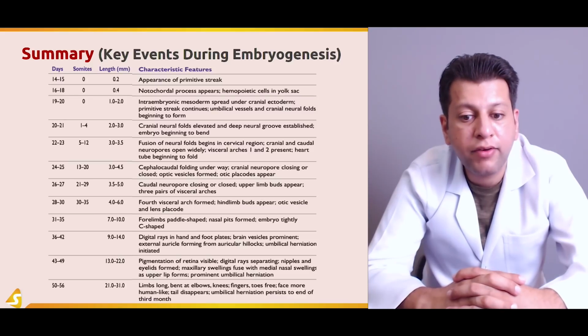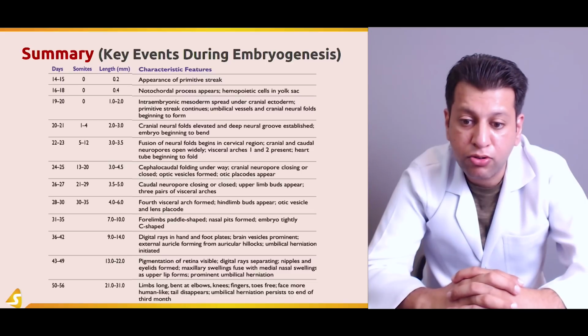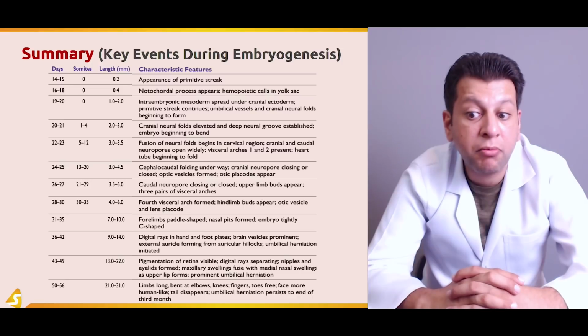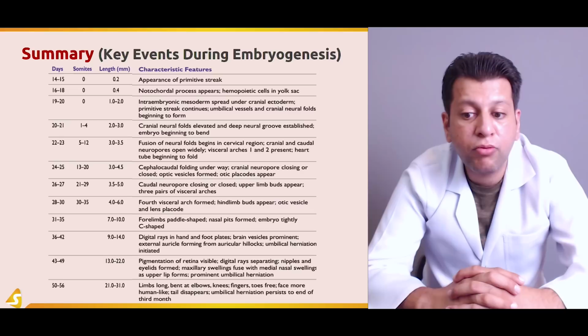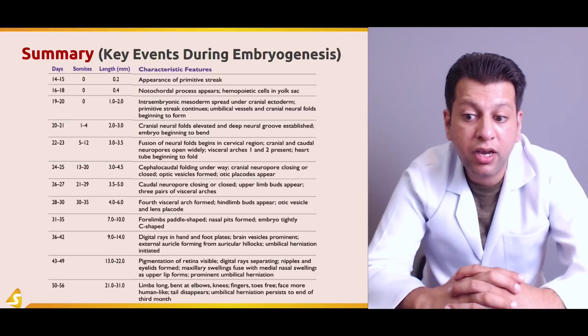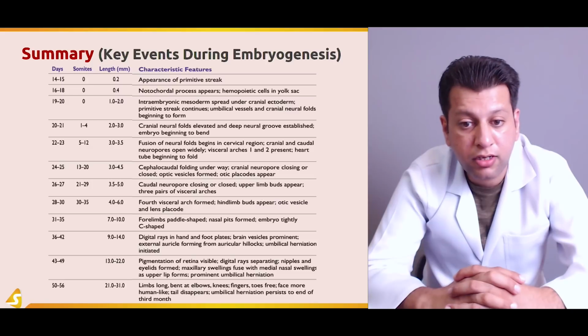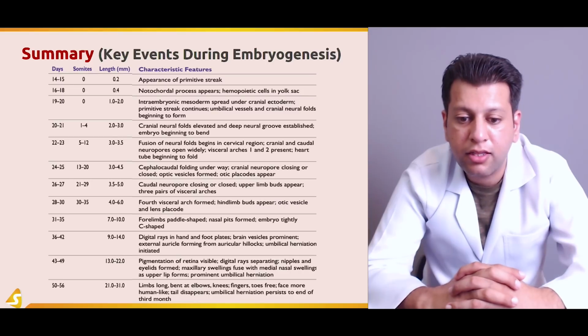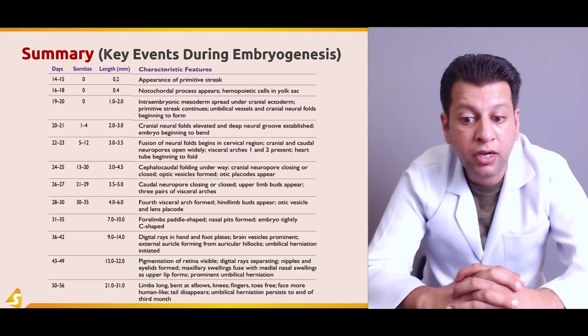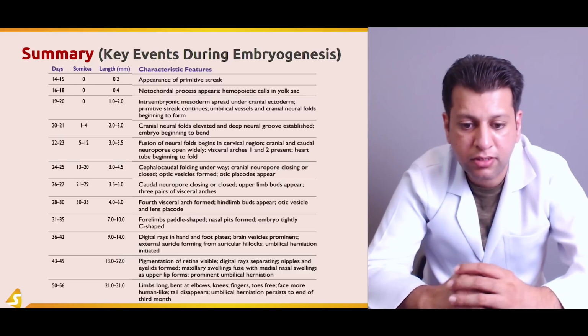At 24 to 25 days, cephalocaudal folding is underway, the cranial neuropore is about to close, the optic vesicle forms, and the optic placode appears. At 26 to 27 days, the caudal neuropore is closed, upper limb buds appear, and 3 pairs of visceral arches appear. At 28 to 30 days, the fourth visceral arch is formed, hind limb buds appear, and optic vesicles and lens placodes appear. At 31 to 35 days, the limbs are paddle-shaped, nasal pits are formed, and the embryo is tightly C-shaped. It completely becomes a C-shape.